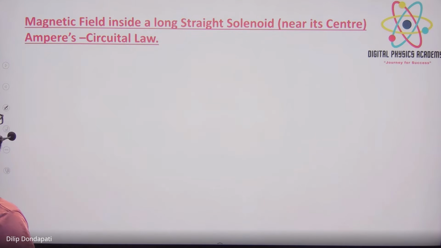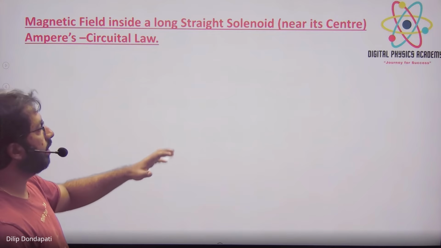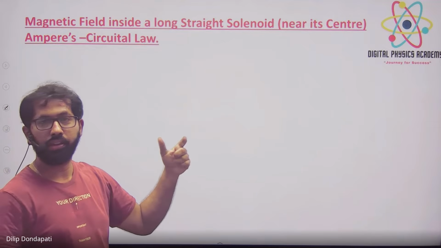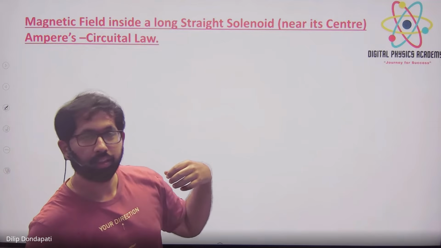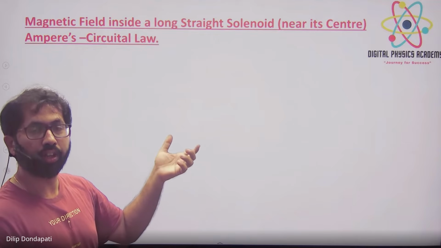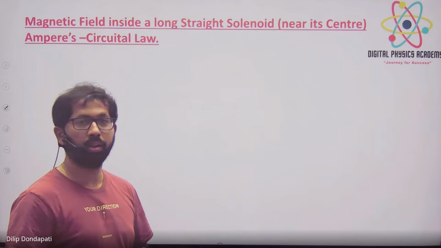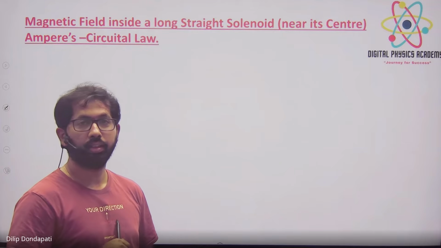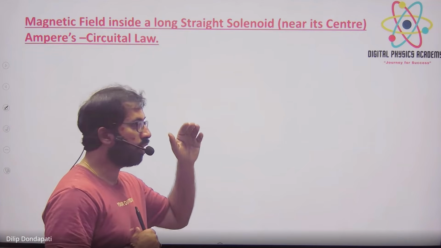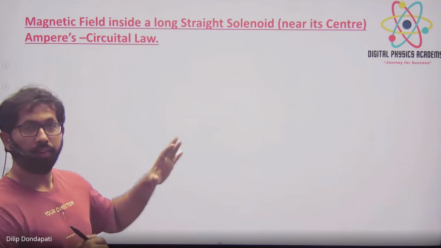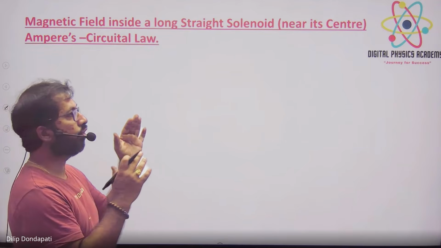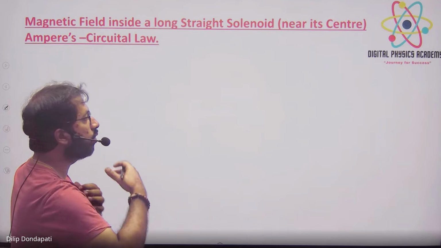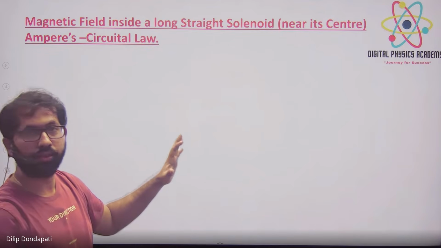See, now we are interested to calculate the magnetic field inside the solenoid. Do you remember the formula? Magnetic field inside the solenoid for an ideal solenoid: B is equal to mu naught n i. n is the number of turns per unit length that we are deriving from Ampere circuital law. So you should be able to derive this.